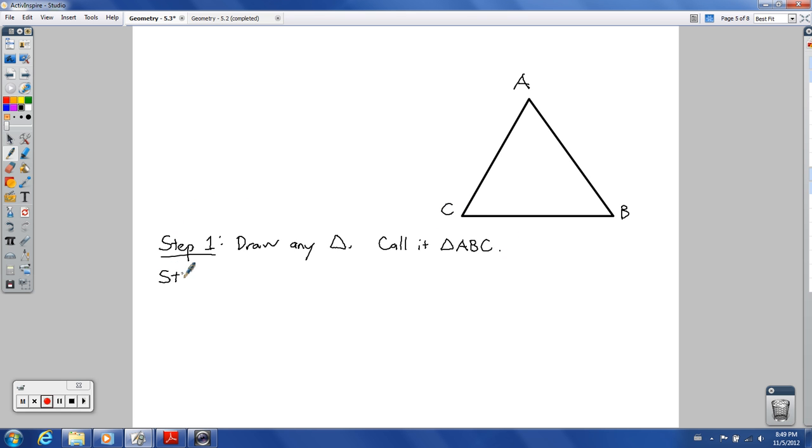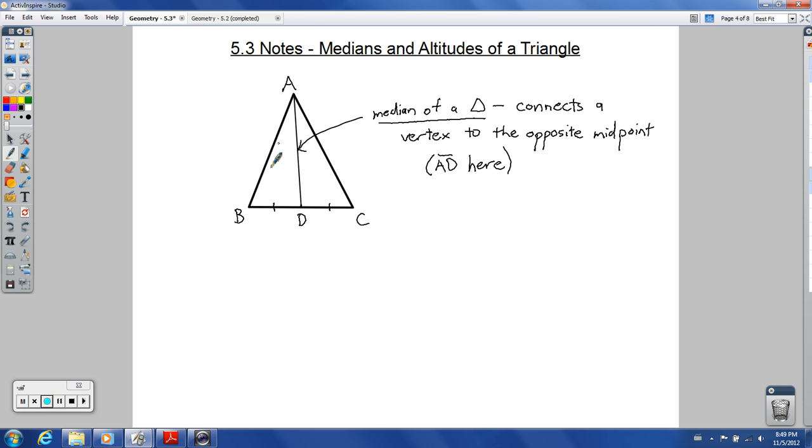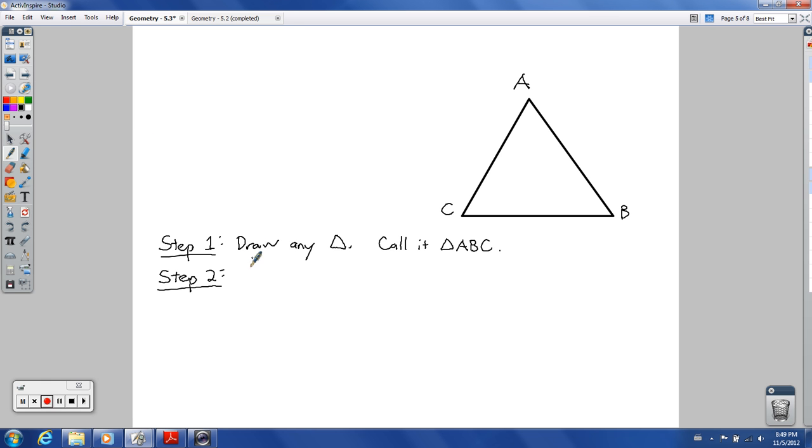Step two. You should be thinking, well, we just did something with medians, so we're going to be drawing in the medians of the triangle and see if they meet in the same place like we saw before with the perpendicular bisectors and angle bisectors. So let's find the midpoints of each side, and then draw the three medians.